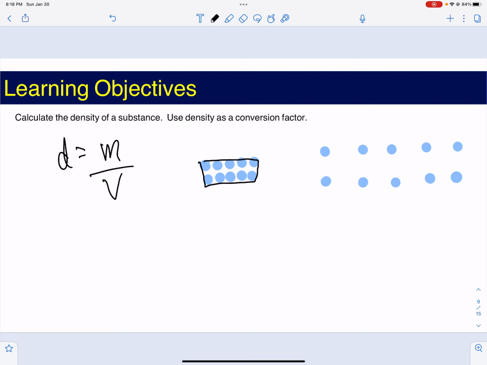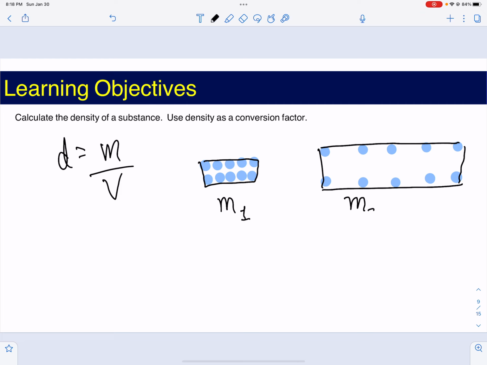And now you can see that this substance takes all this space. Question number 1. Is the mass of the first object equal or not equal to the mass of the second object? So the mass is based on the blue color circles, right? So how many circles do I have on the first one? I have 10. On the second one, I have 10. So the mass should be the same.